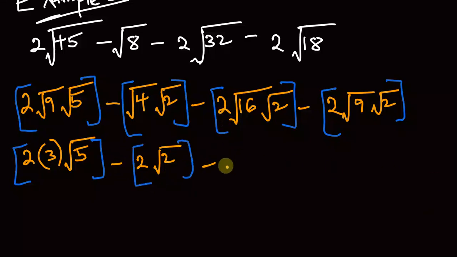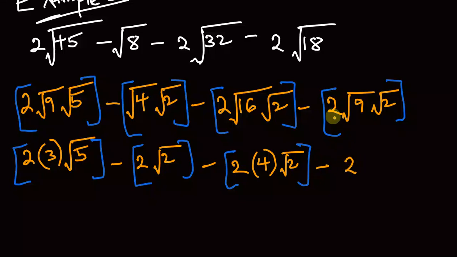Third part, we minus 2. Root of 16 is 4. Root of 2 remains. We don't have. Then minus 2. Root of 9 is 3. Root of 2 remains. We don't have. Root of 2 remains. So this is what we are going to have.